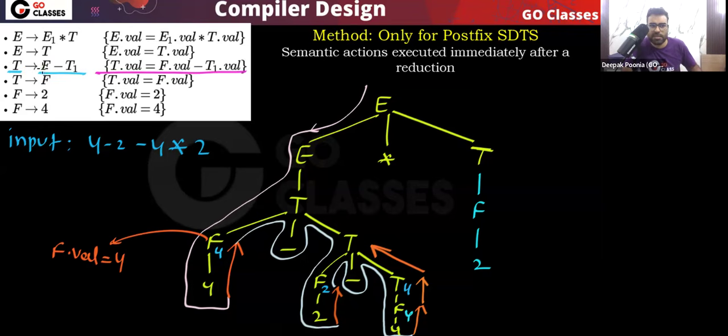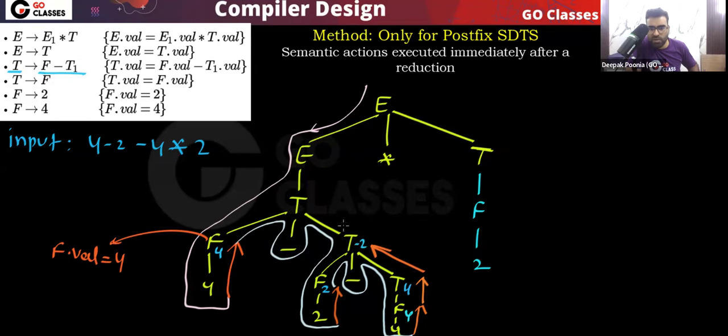You can see this t.val in this semantic action. This t is the head, remember, and this is t1. So t.val is equal to f.val minus t.val. f.val is 2, minus t.val that is 4. So 2 minus 4 will be minus 2. So this t.val is actually minus 2.